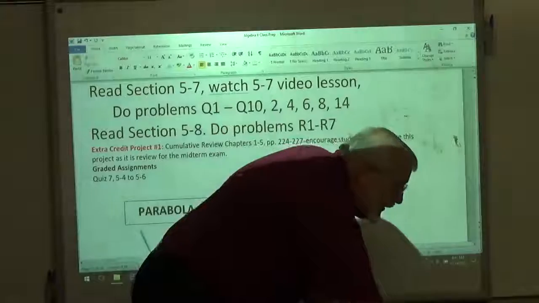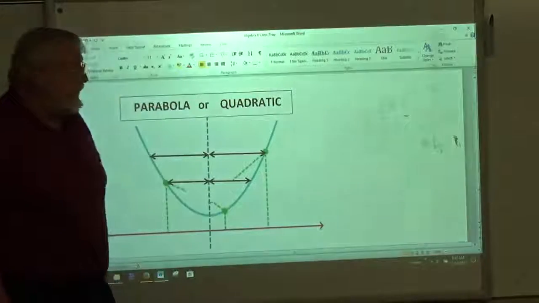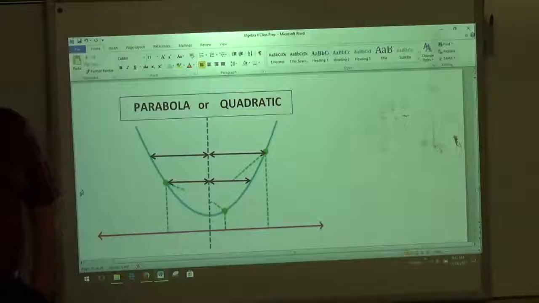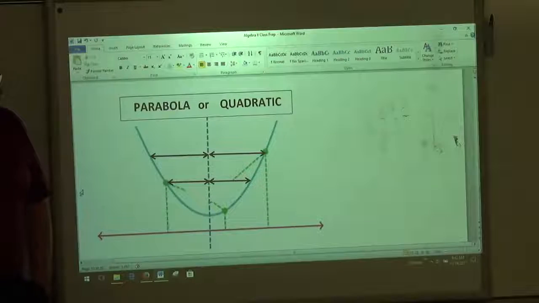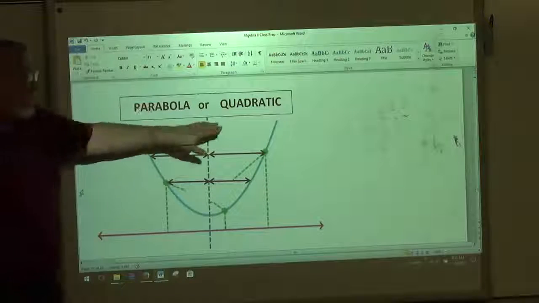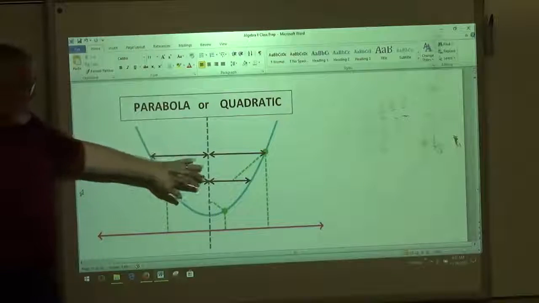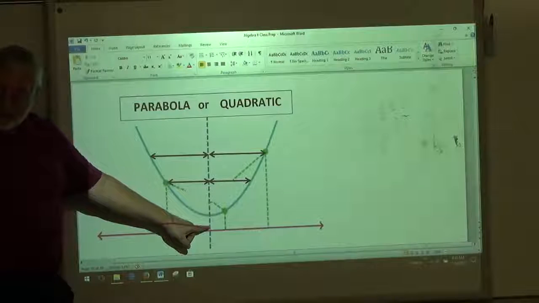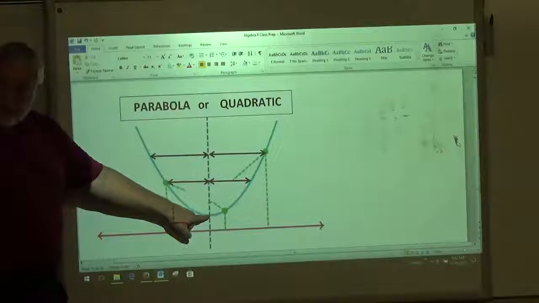Now, where I want to start with you is on a concept issue. This is a parabola, or a quadratic, because a quadratic has to do with x squared. And the parabola could be flipped upside down. But in the parabola, the axis of symmetry that makes the 2 equal sides goes through the vertex.